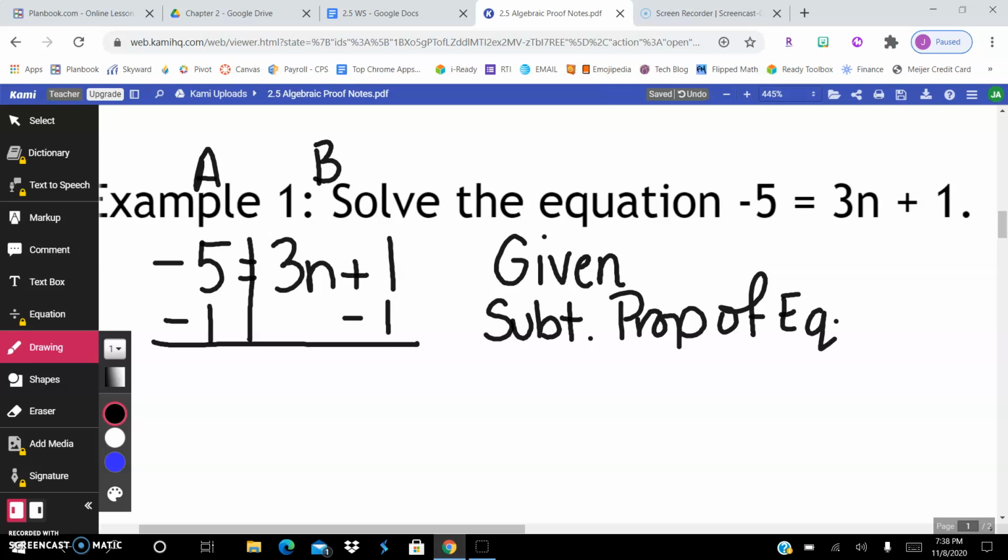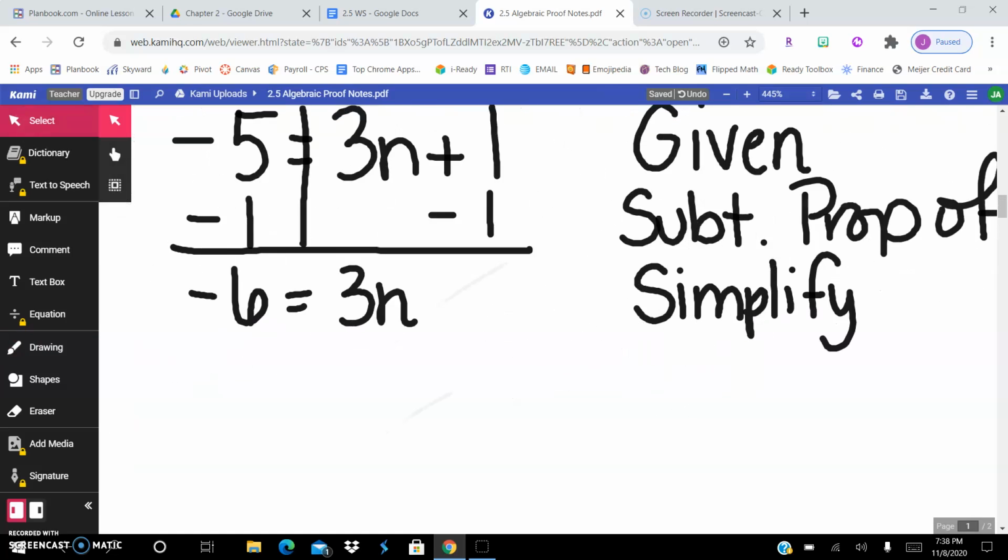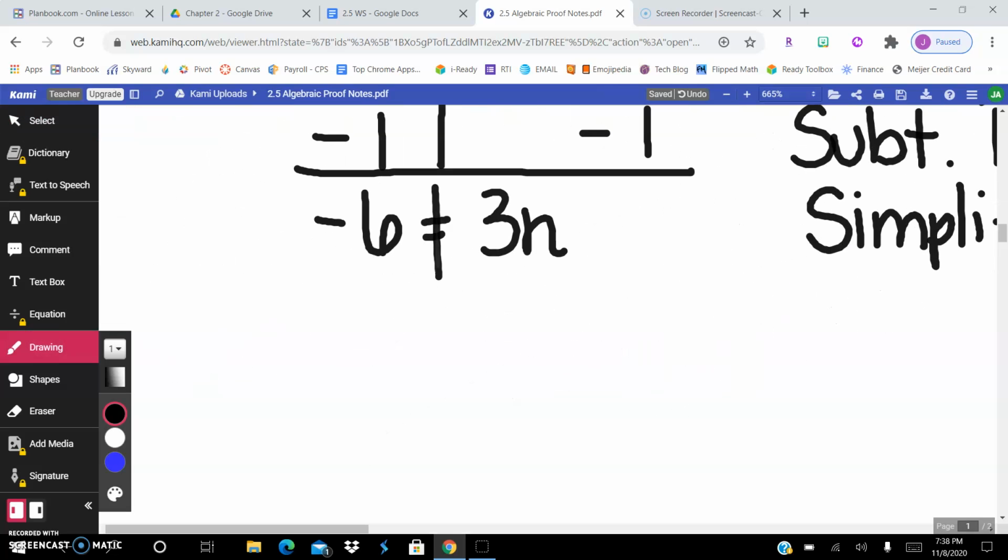And when I do that, -5 minus 1 gives -6, and then over here we would just have 3n. For our answer over here on the side, in our list of properties that we are using to prove our work, we are just going to say this is simplified, because that's all we did. We didn't actually do anything but simplify there. Then we have to do one more step to solve. We're going to have to divide both sides by 3.